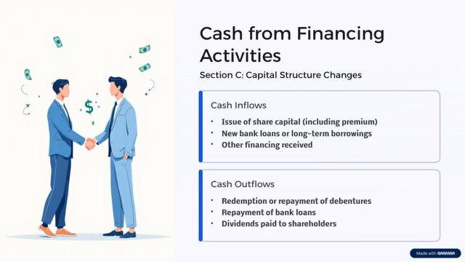On the inflows side, we see the issuance of share capital, including any premiums received. This is how a company raises funds from new or existing shareholders, strengthening its equity base. Additionally, new bank loans or long-term borrowings bring in cash, providing liquidity for growth or operational needs. Other financing received can include various forms of funding, like bonds or other debt instruments. Overall, these cash flows from financing activities reflect how a company funds its operations and growth strategies, whether through debt, equity, or other financial instruments.